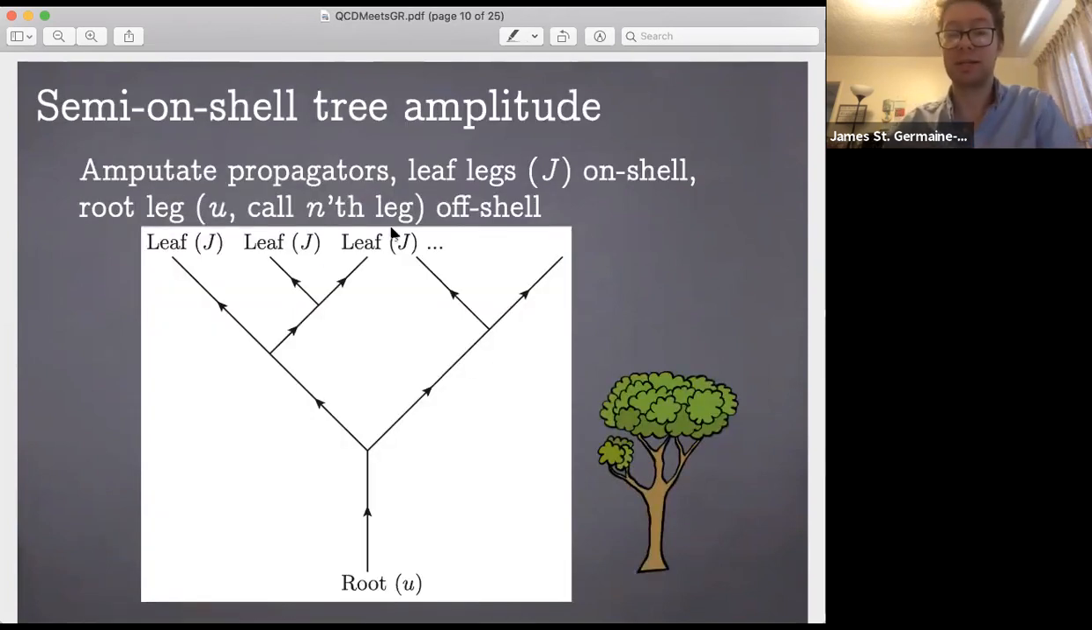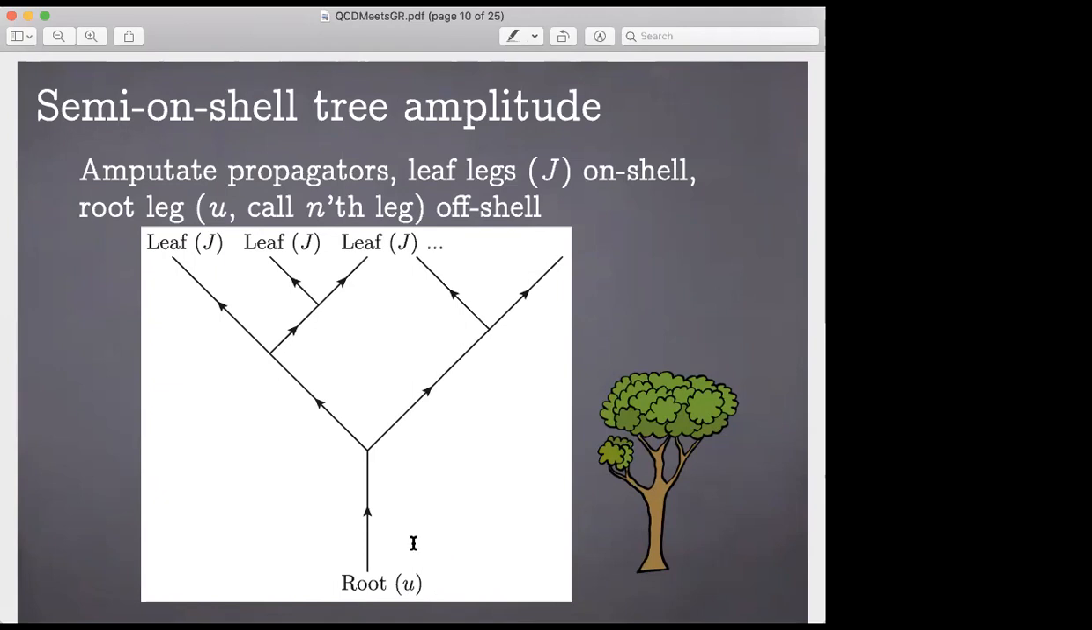I really can't associate something that looks like a tree amplitude to it. And in fact, it looks even, well, I'll get to it, but I've drawn a tree here because it really does look like a tree. But essentially what you're doing is calculating a semi-on-shell tree amplitude. I'm going to put all the sources on shell, amputate their propagators, normal kind of stuff. I'm always going to keep this, so I have a bunch of on-shell sources up here.